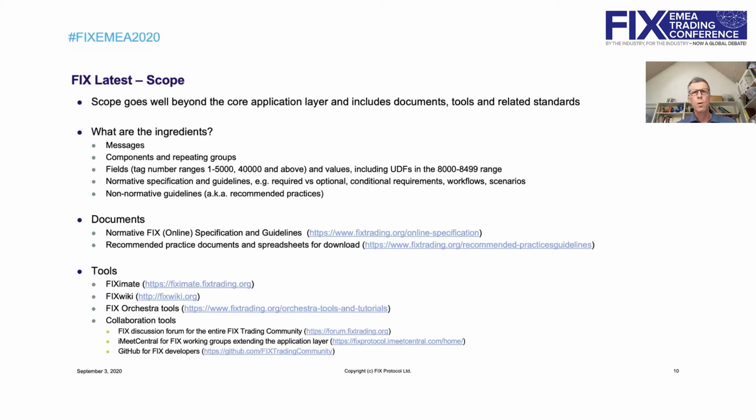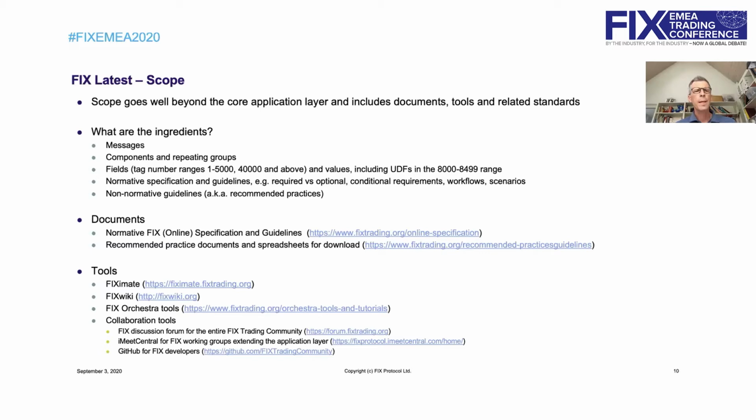There's conditional requirements you find in the text. There's workflows, which messages go back and forth. Then there's scenarios. So how does an execution report look like if the order was just added but not executed? And so there's various flavors of that execution report depending on what happens. That's something we call scenarios.